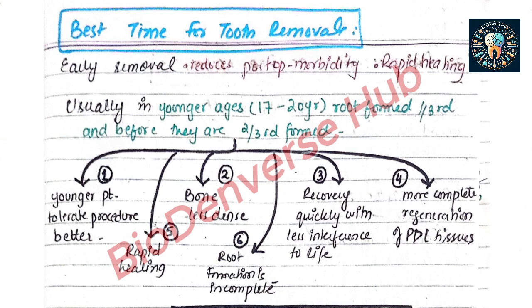More complete regeneration of the periodontal tissues can also occur in that age range. Recovery is quick, with less interference to life, which is also another important factor regarding the timing. And again, the root formation is incomplete, so we can easily extract that tooth. So due to these reasons, it is better to remove that tooth in the age range of 17 to 20 years. So this was a brief intro of the impaction.